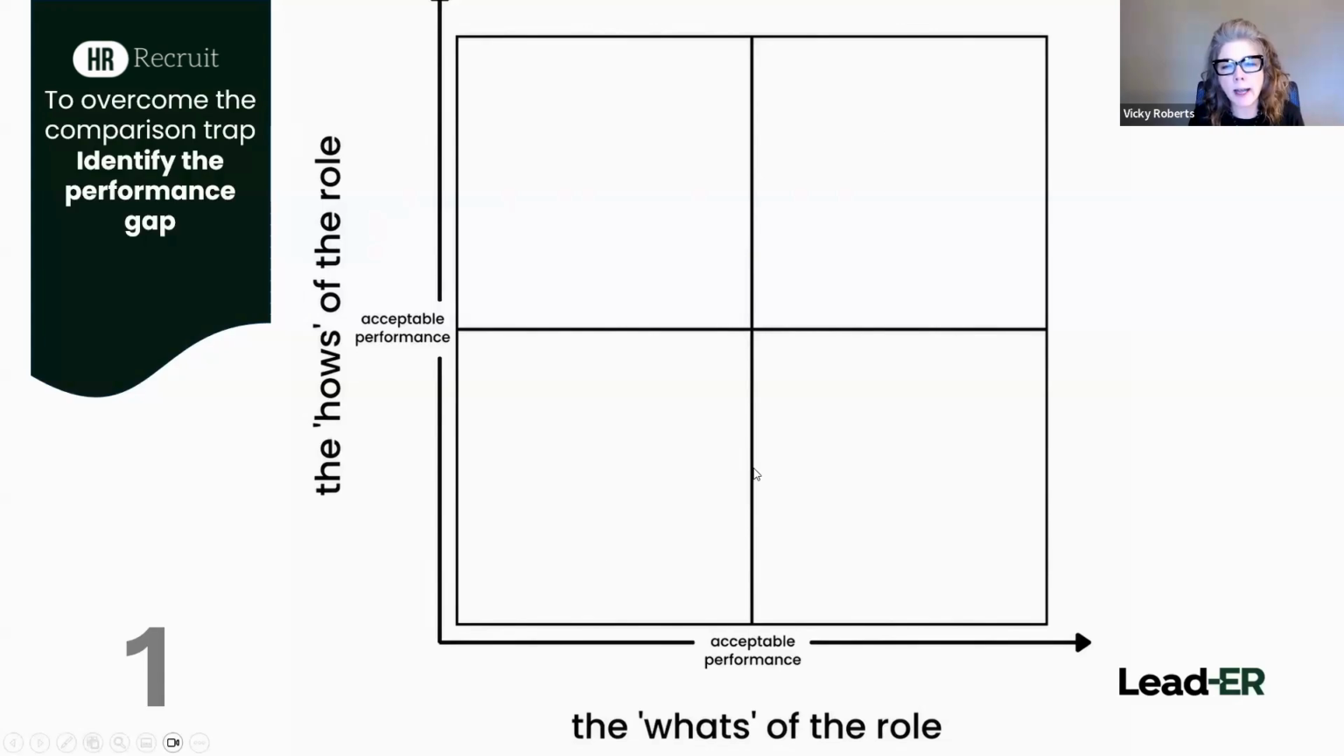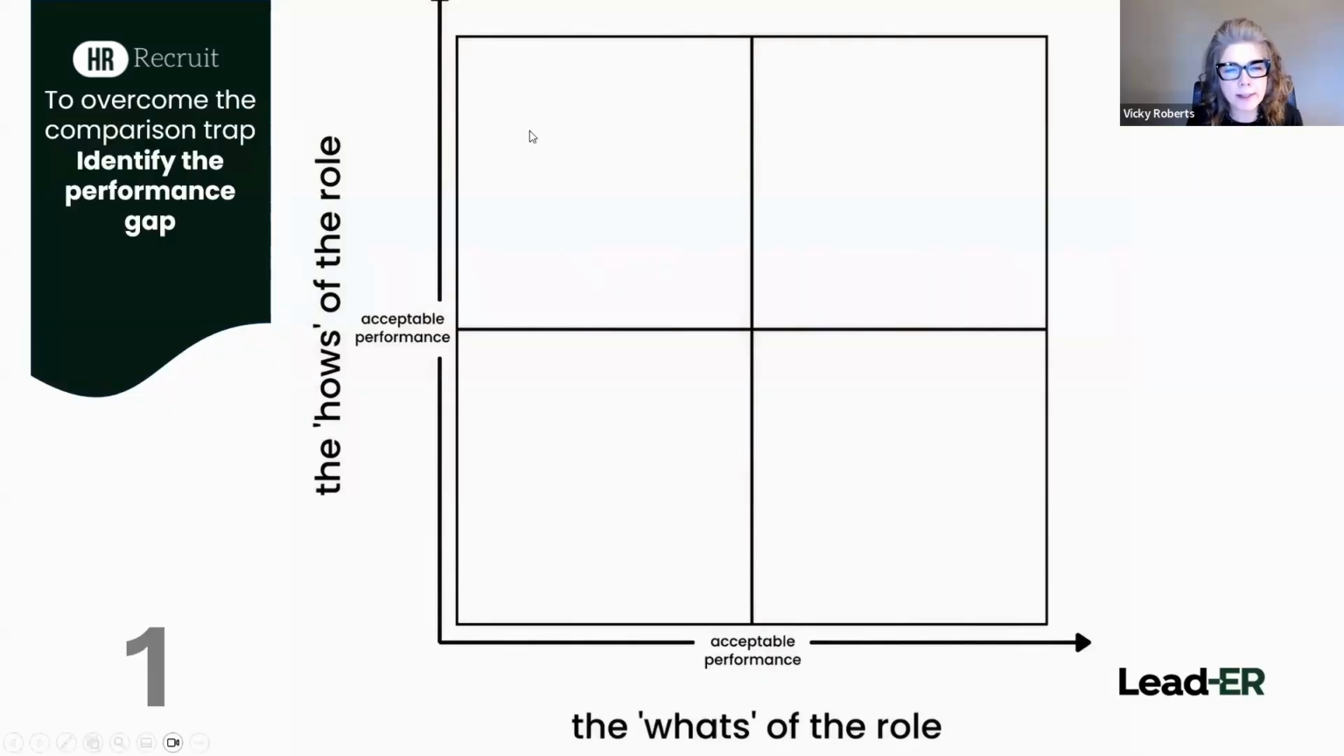Your top performers are acceptable and above on both axes. So you're in your top right. The opposite then is your underperformance up to the left of acceptable performance on both axes. And then you've got the trickier 2, which is smashing it in terms of the what's of the role, but their behaviours aren't really where they need to be. And that's often, you can see a really high performer in terms of outputs, but their behaviours are causing chaos in the team or not engaging with stakeholders or whatever it might be.